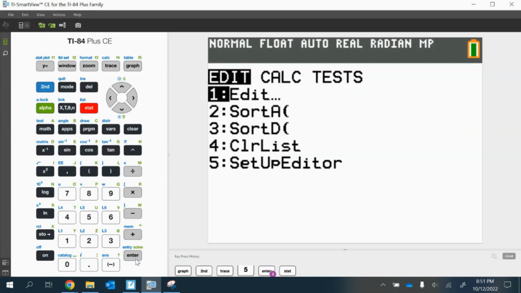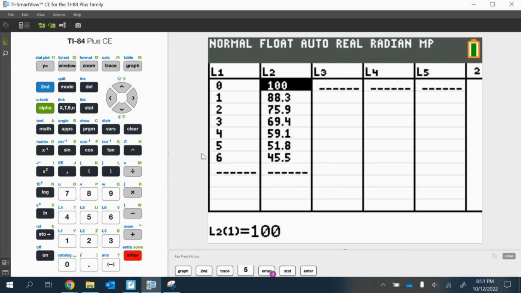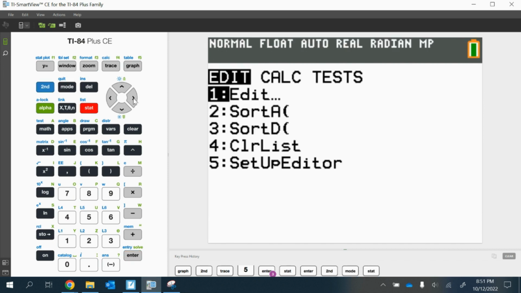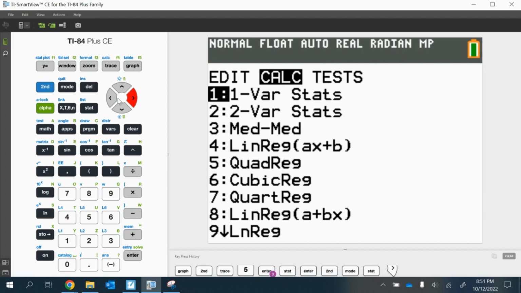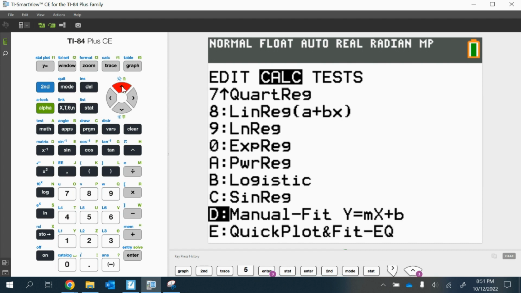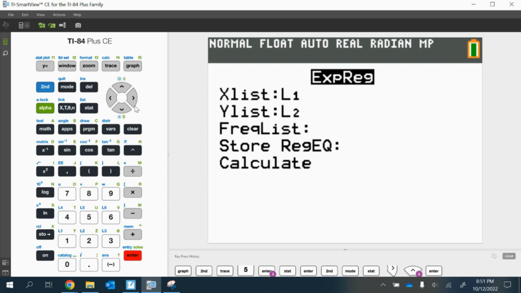We hit the stat button, then we hit edit. Then we type in all of our data. I'm not going to type in the data again, just to save you guys time. But then I hit the stat button again after you type it in. And then we want an exponential regression, because this is exponential growth or decay. So you go to 0 on your TI calculator, which is exponential regression.